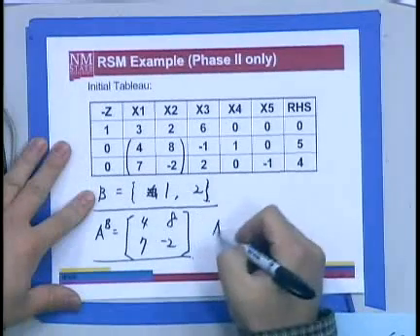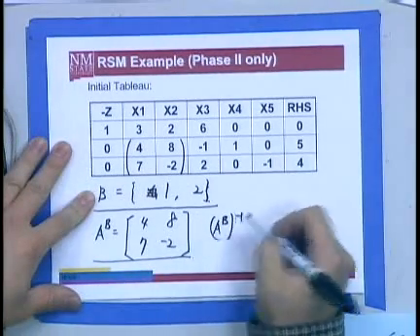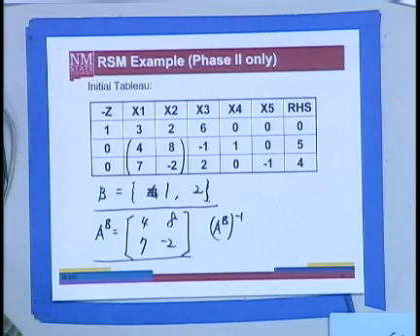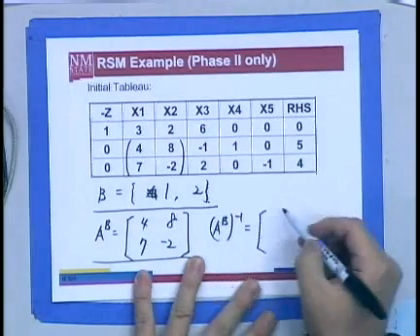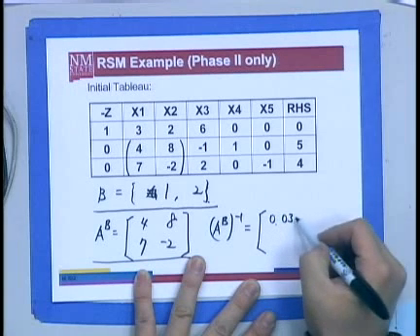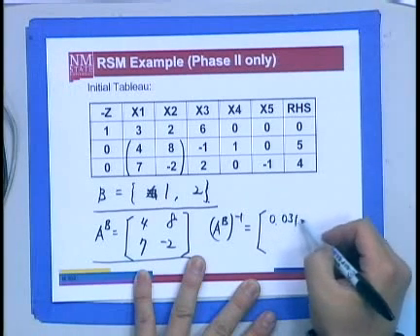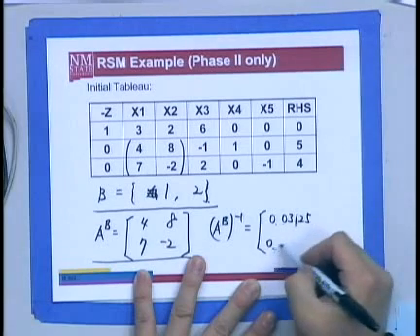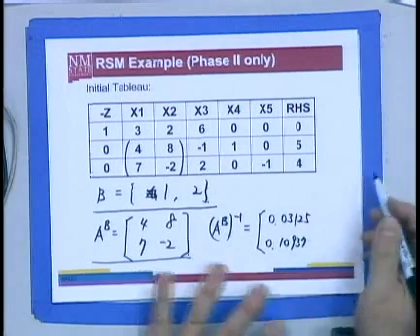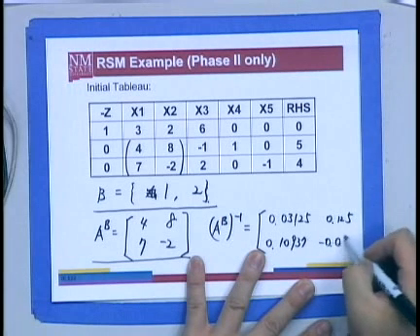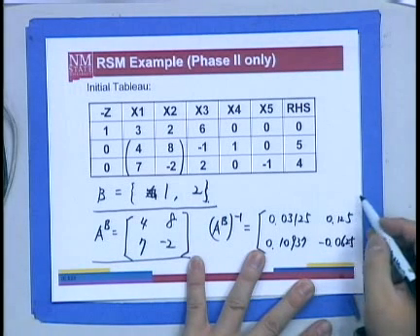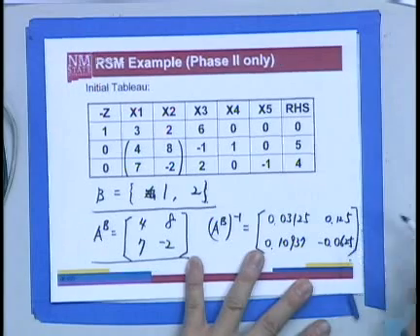So, the new basis inverse matrix is 0.03125, 0.10937, 0.125, negative 0.0625, sorry. Okay.